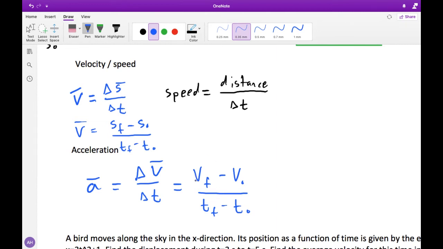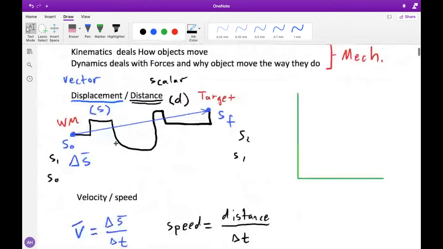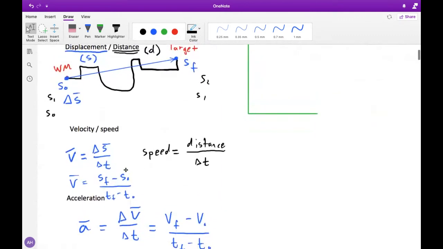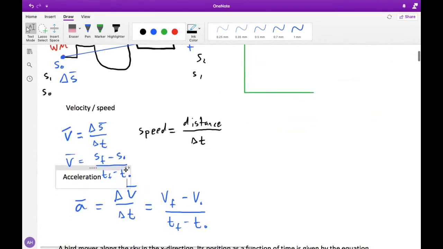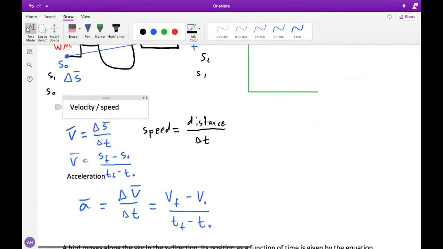So this is kind of the basis here of kinematics. Starting with displacement, we have a velocity and we have acceleration. Now, I'll also briefly mention that these are actually the average velocity and the average acceleration.